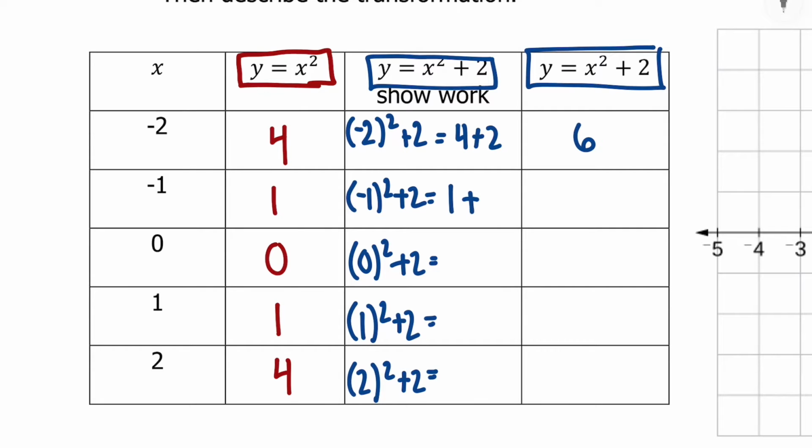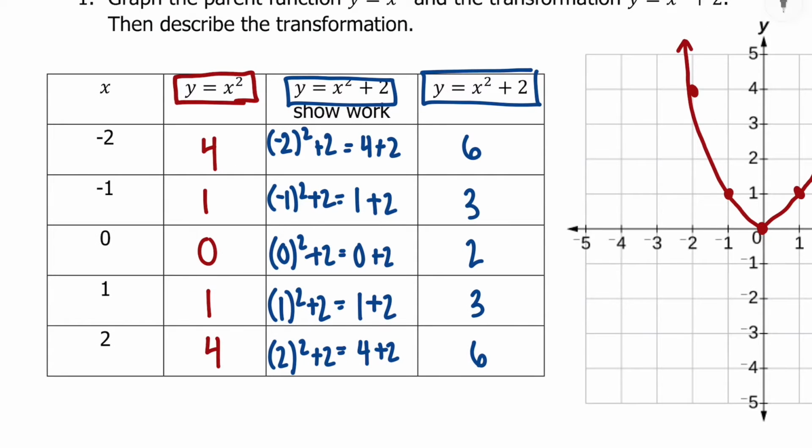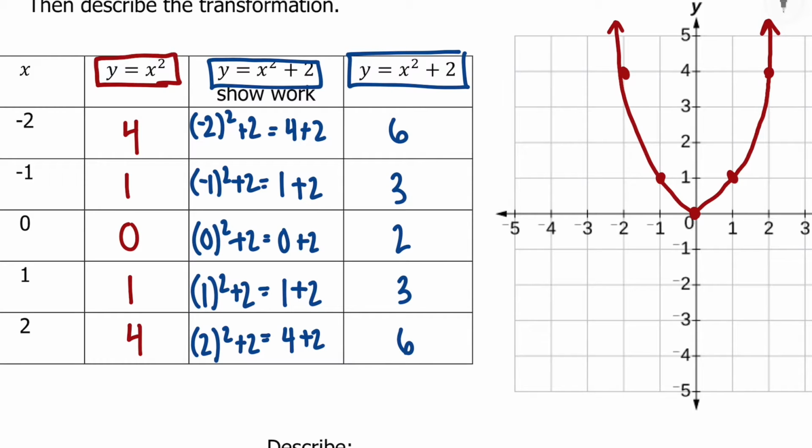So negative 1 squared is 1, and then plus 2, which is 3. 0 squared is 0, and then plus 2 is 2. 1 squared is 1, and then plus 2 is 3. And 2 squared is 4 plus 2, that is 6. So now what we're going to do is take the x values and the y values and graph those. So I'm going to do negative 2, 6 first. That doesn't exactly fit on the graph, so I'm going to make my own point up here to represent that 6. Then I'm going to do negative 1, 3. And then 0, 2. 1, 3, and then 2, 6.